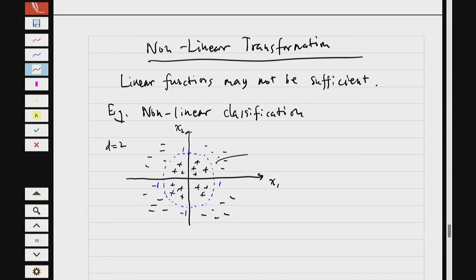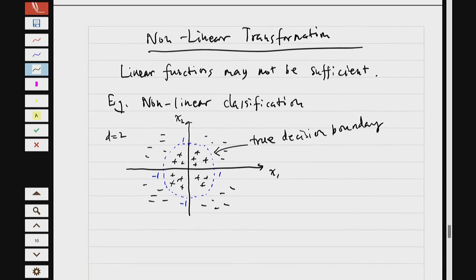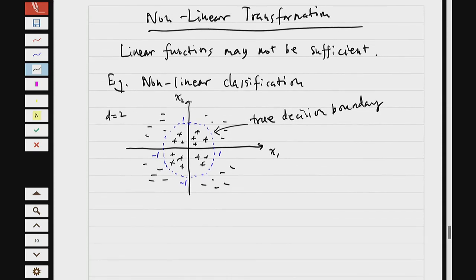And this blue one is the true boundary that we don't know yet, right? We need to estimate the true decision boundary. And clearly, you can see that this is not a linearly separable problem, right? There's no way you can draw a linear line to separate the pluses and minuses exactly well. On the other hand, we know that the circle will separate it very well.